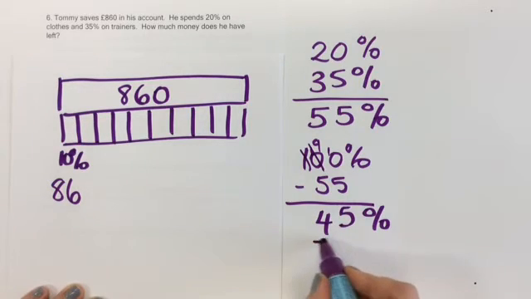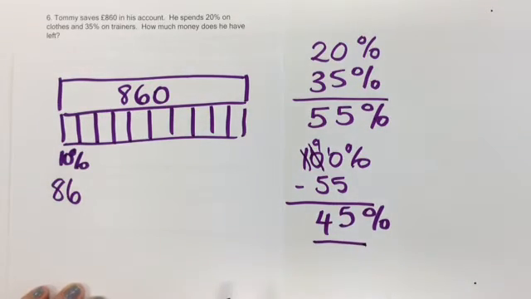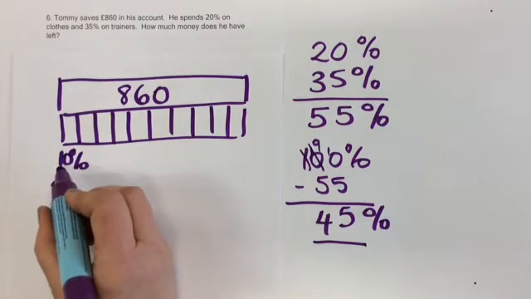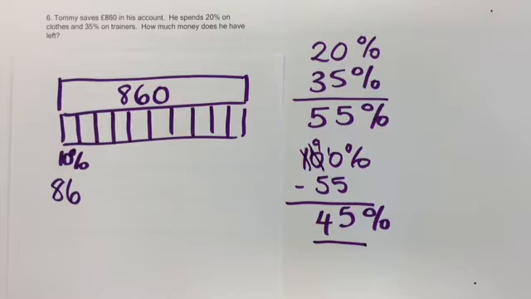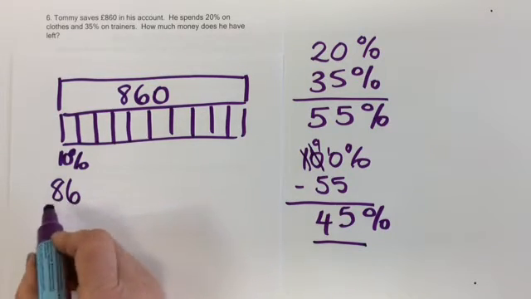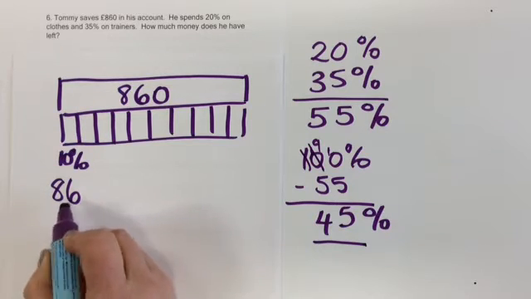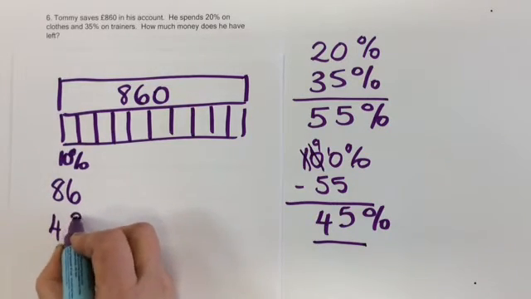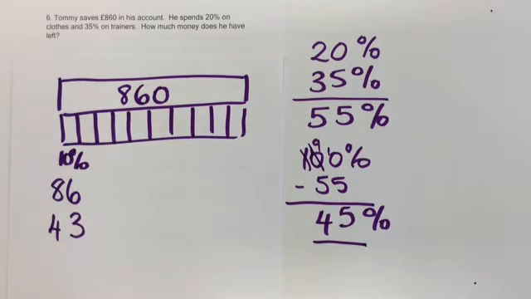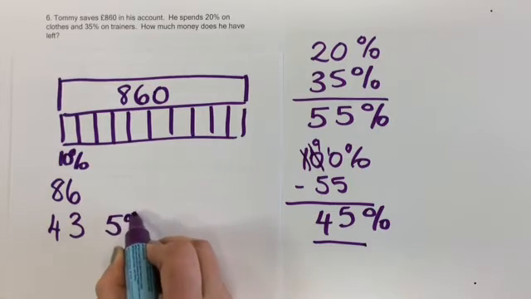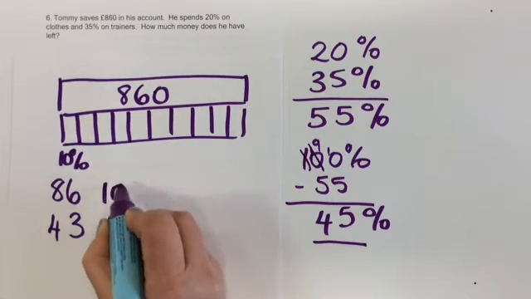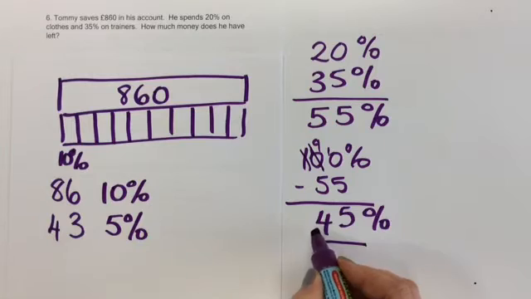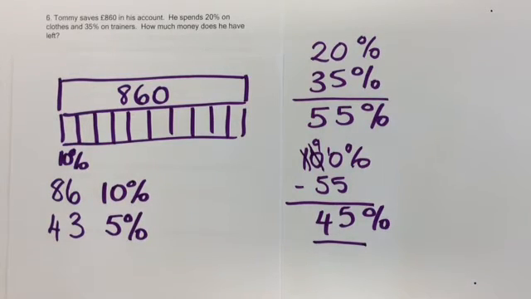But actually, when we're working out 45, we also need to work out 5%. And if we think of 5%, 5% will be half of 10%, because 5 is half of 10. So we can just halve this. So half of 86 is 43. So that's 5%. This is 10%. And using this, we can work out the 45% he has left.